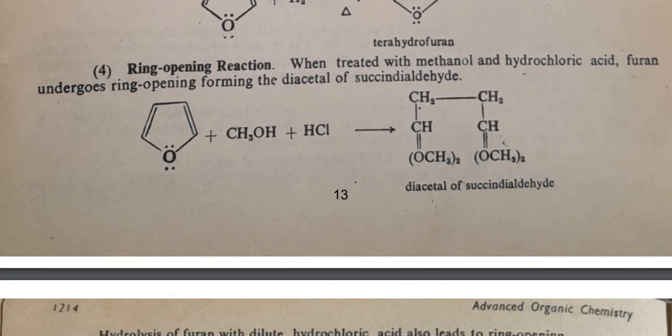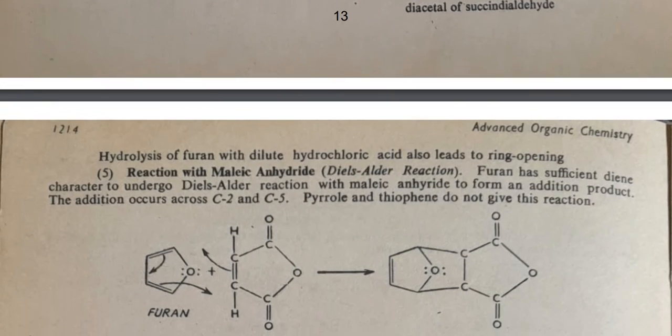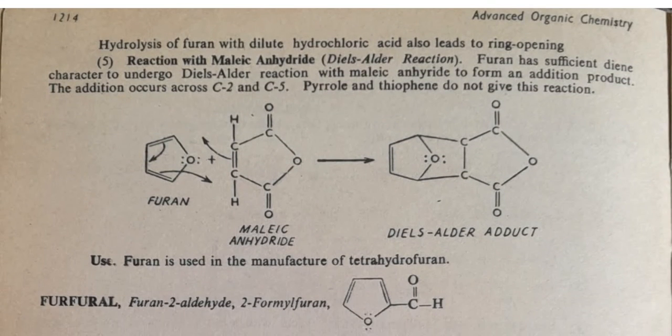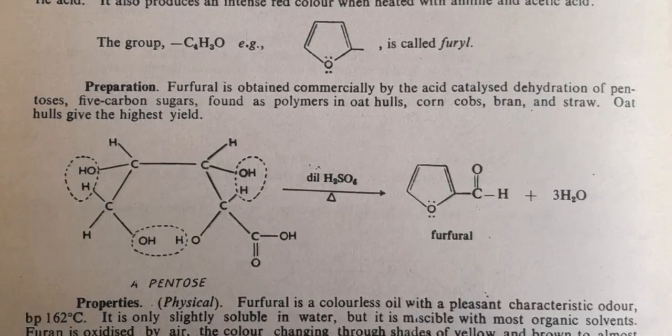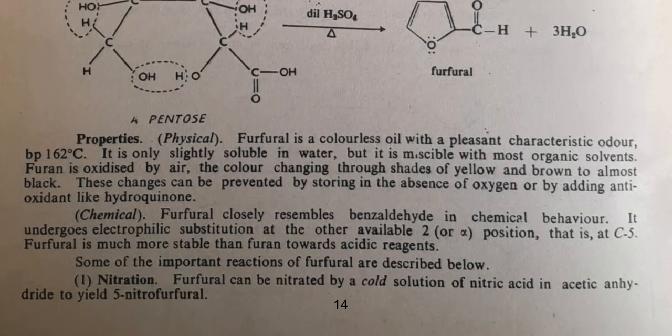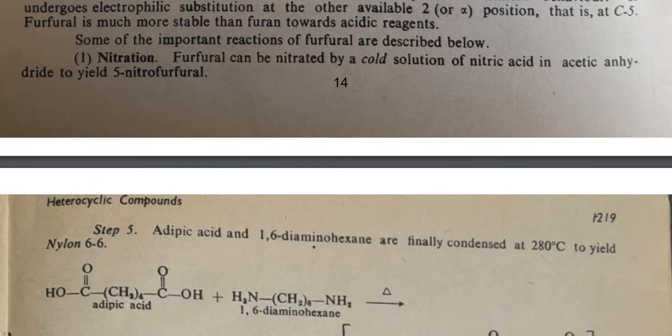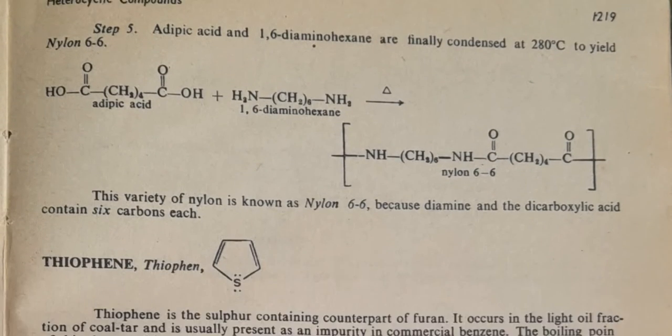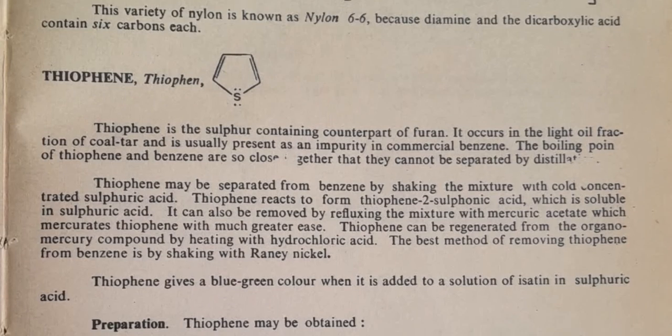Ring expansion, you will get diacetyl. Ring opening, you will get succinyl dialdehyde. And in reaction with maleic anhydride, you can see furan reacts with maleic anhydride and gives Diels-Alder products. So these preparations and all properties, you should write down in your notebook and practice for the exams.